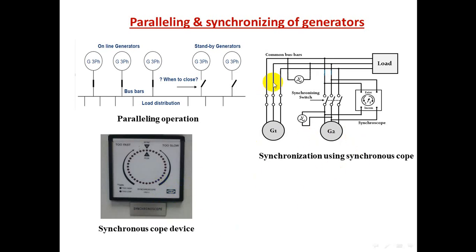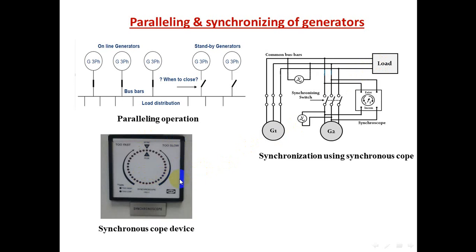Synchronizing using the synchronous scope or synchronizing control unit. In a normal situation, synchronization is done by automation of the power plant, as shown in this picture. It can also be handled manually from the control room with a double frequency meter, double voltage meter, and synchronous scope, as shown in this figure.